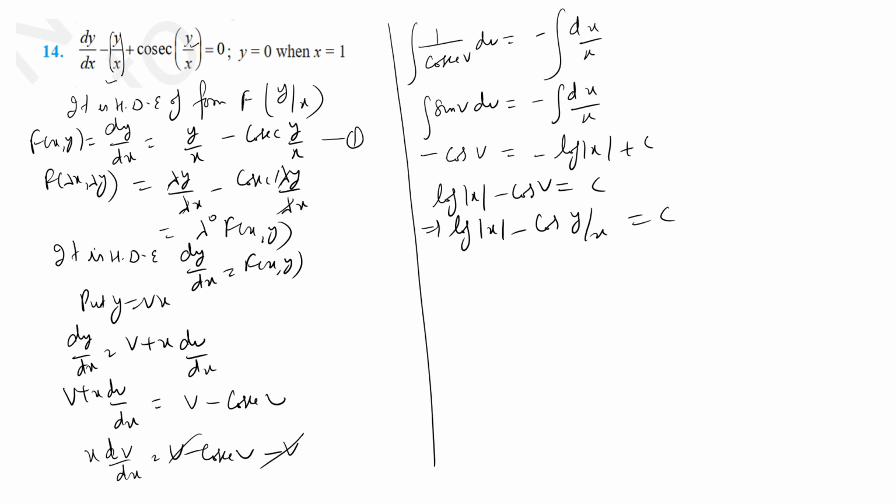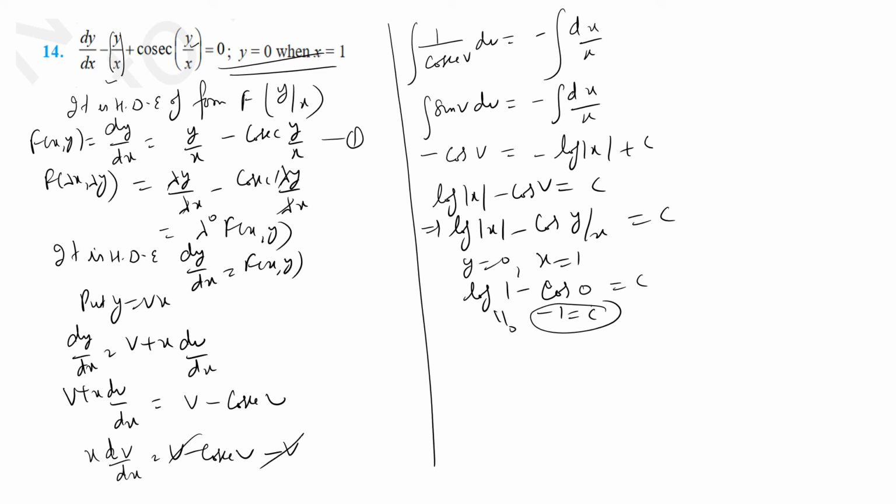Let us put the condition which is given. y is 0 when x is 1. So it becomes log 1 minus cos of 0 upon 1. Log 1 is 0, and you know that cos 0 is 1. So again we get c here as minus 1.